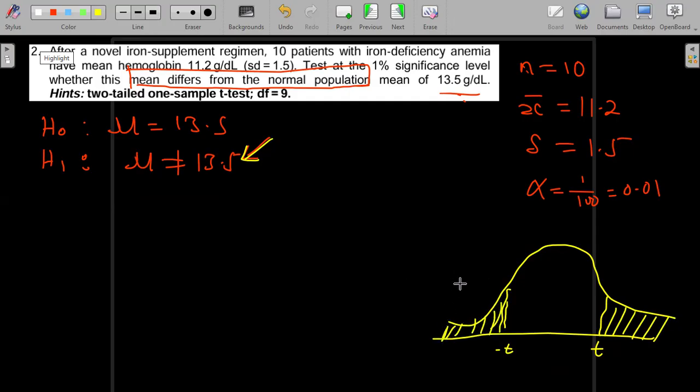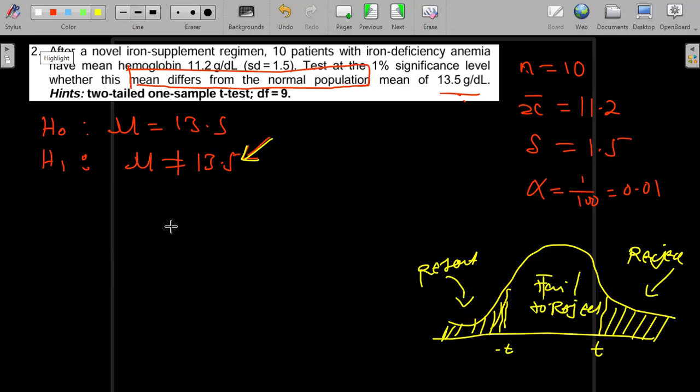If the calculated value that I'm going to find falls in this region or that region, I'm going to reject the null hypothesis. So this region we reject. This region here we also reject. And then here we fail to reject. Don't say we accept, no. Just say fail to reject.